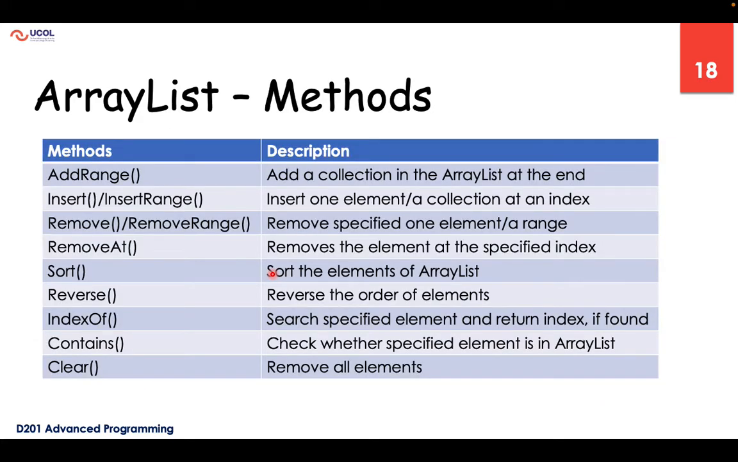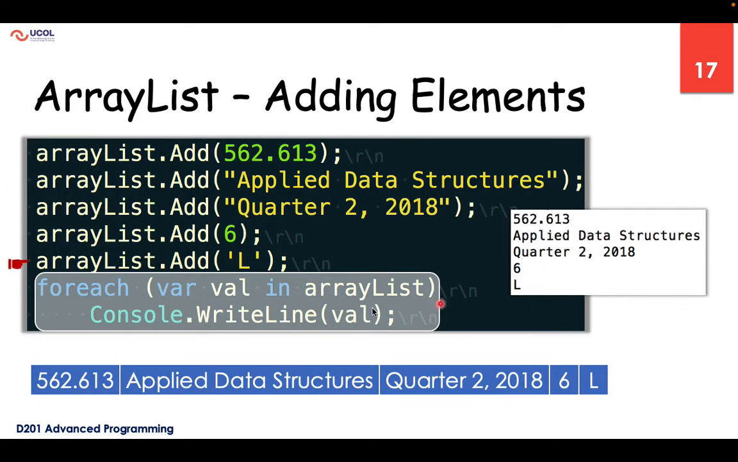We also have some other methods which are present. We can add a range of elements, multiple elements. We can insert or insert range, insert one element or a collection at a specific index. AddRange means that we are adding at the end. Insert means we are inserting at a specific index value. If I go back here, this is the index value 0, this is the index value 1, this is the index value 2, 3 and 4. So if we want to insert something at the index value 2, what will happen is that this element at 2 will be moved forward and the other elements will be inserted in between.